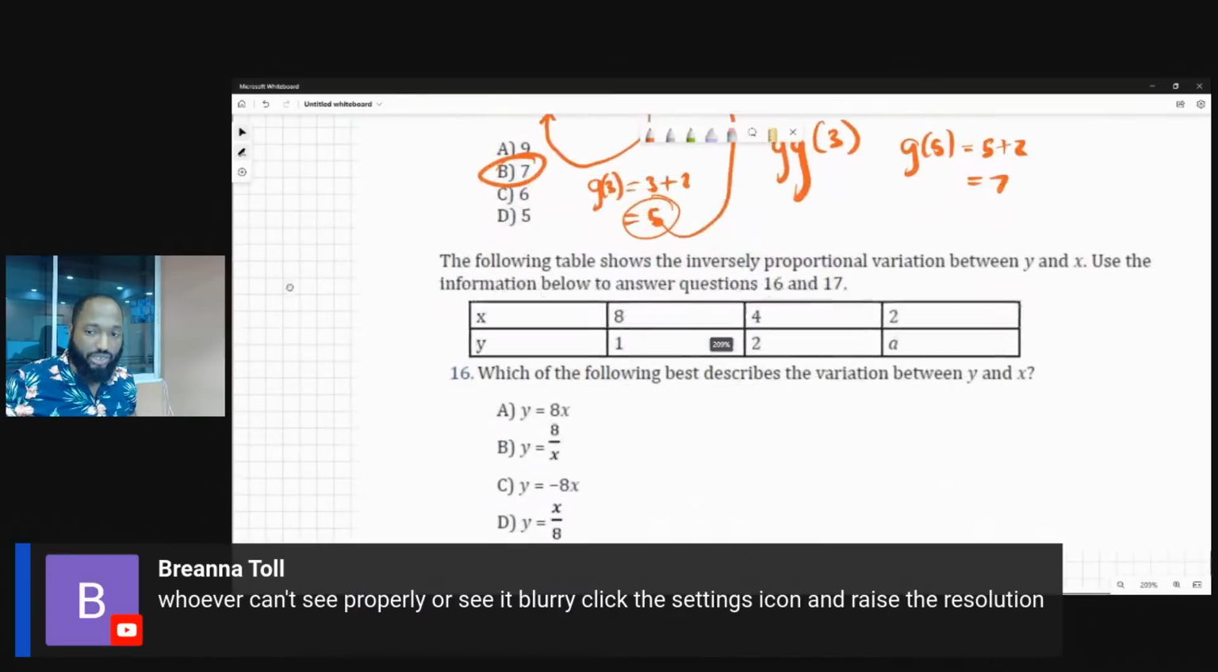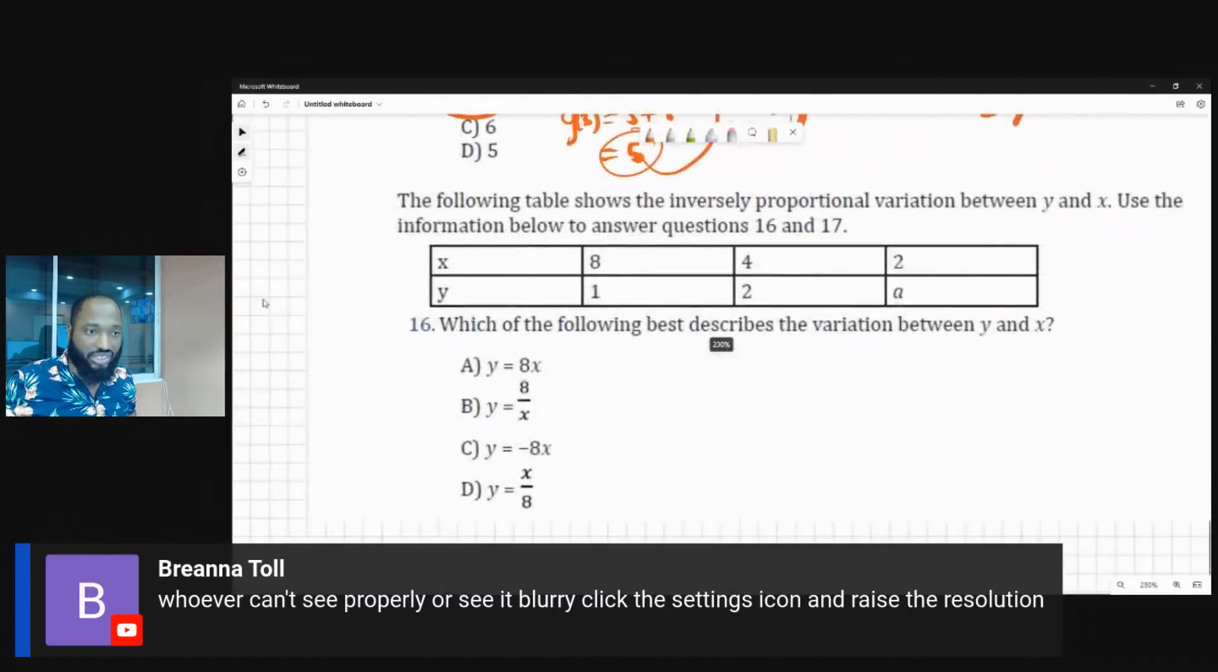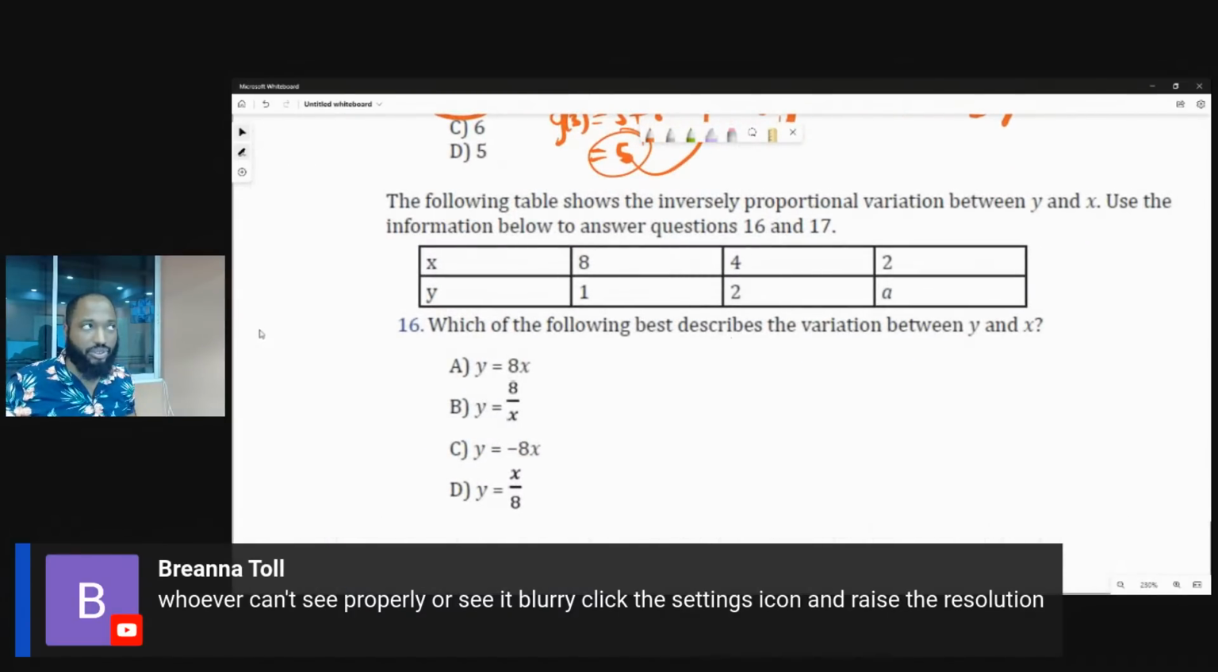So these topics are actually not in depth at all. These are actually surface topics in the multiple choice. The multiple choice for CSEC is not that hard. Paper 2 is a challenge. Which of the following best describes, for the average student, the variation between y and x?